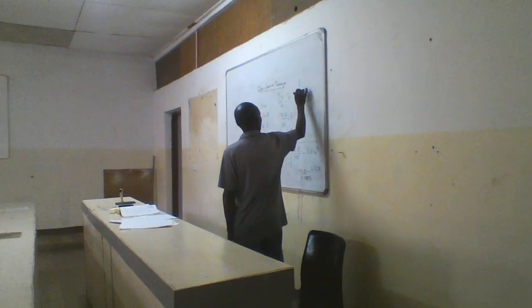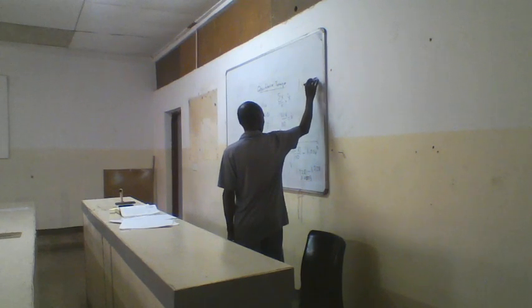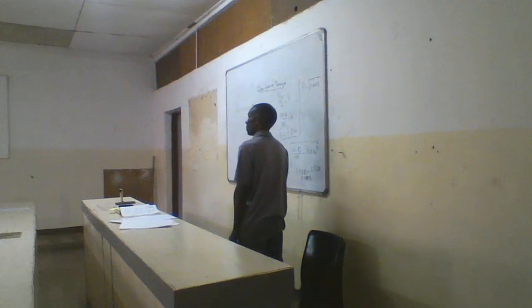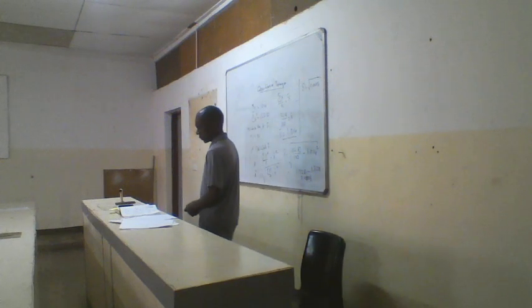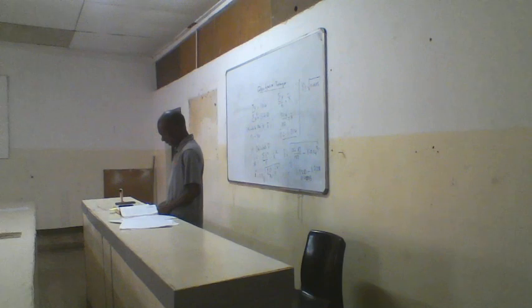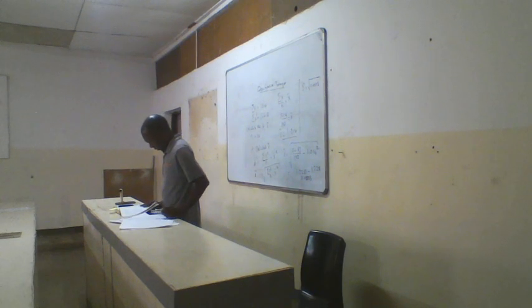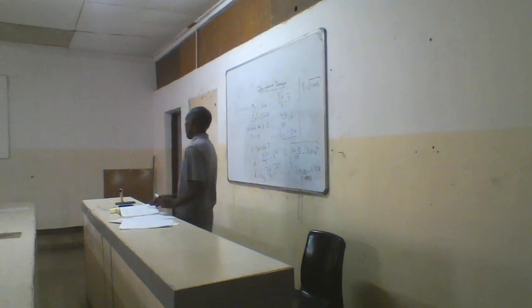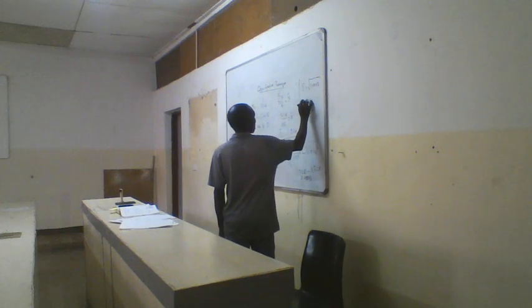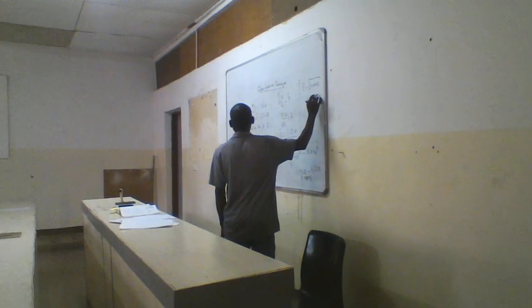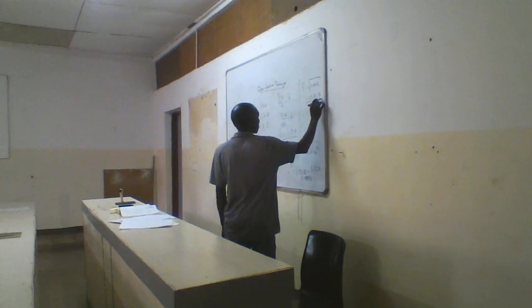Now, to find your standard deviation, you square root that 0.0003. So your standard deviation is 0.017. This is the standard deviation.